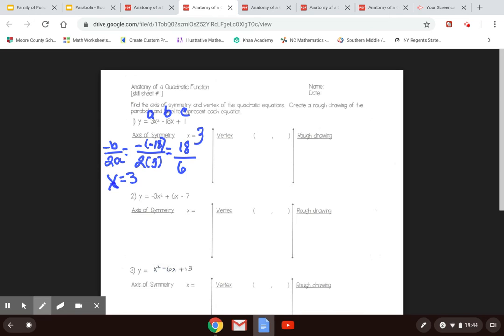So I'm going to write up here x equals 3, because x equals this equation right here. Okay? So my vertex then, my first number of the ordered pair solution, the x value, is going to be the axis of symmetry, which is 3. So the next thing I do is I take the function that I have written here, which is y equals 3x squared minus 18x plus 1. Oh, let me make that a little bit better.